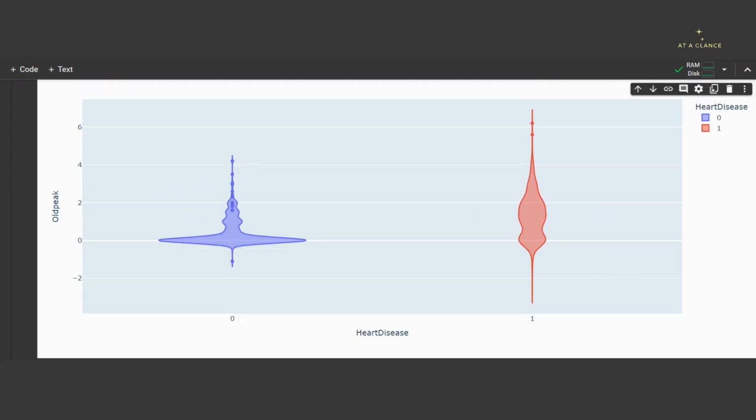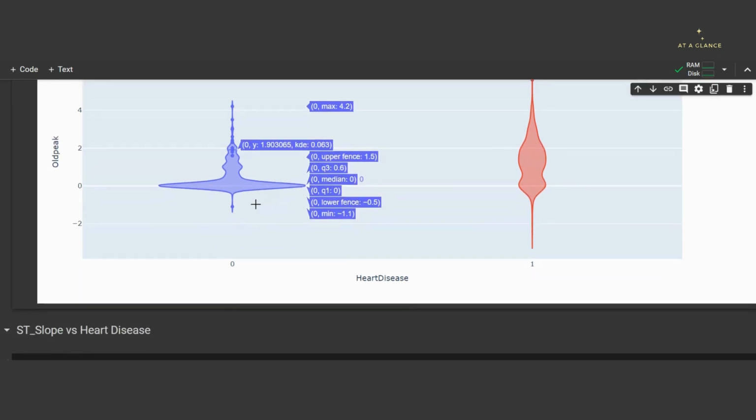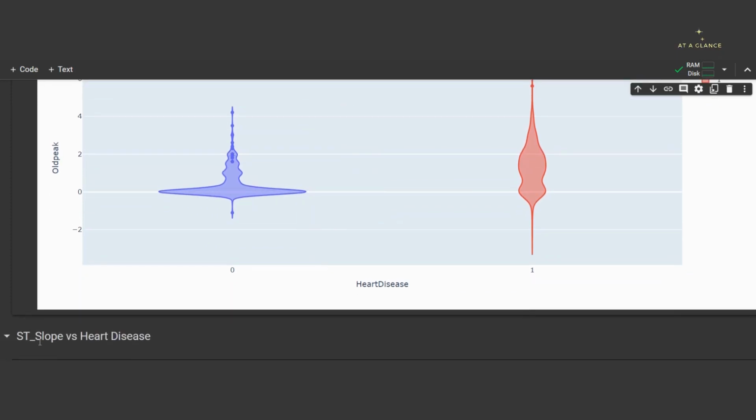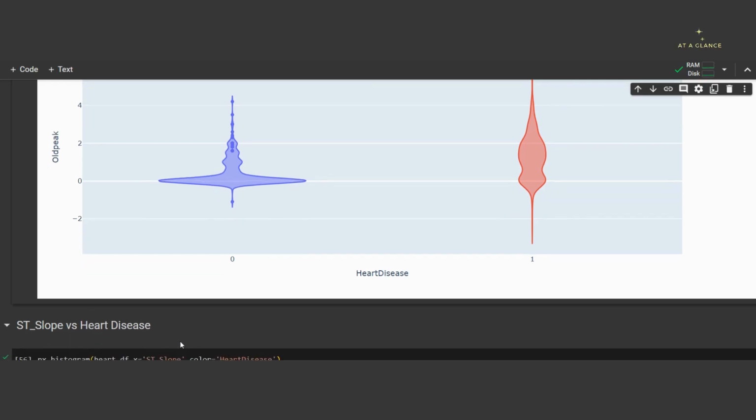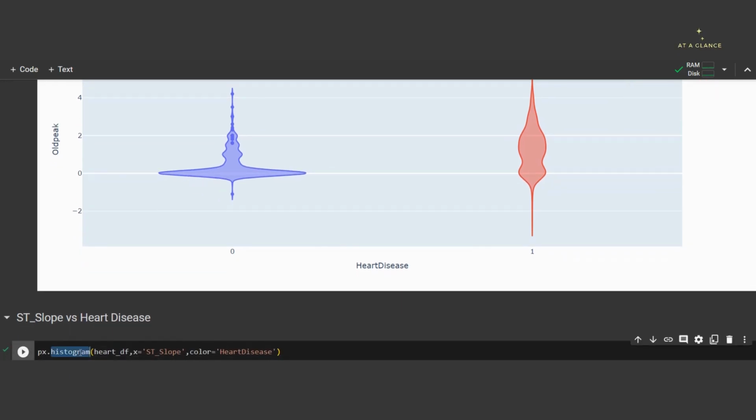Now let's move on to the next graph. Here we are going to use the column ST underscore slope versus the heart disease column. Now, if you remember, the ST underscore slope was a categorical feature which was having three classes. One is the downsloping, another one is the flat slope, and the third one was the upsloping. So, for plotting, we are going to use the histogram. Inside the histogram function, we are going to specify the heart underscore DF data frame.